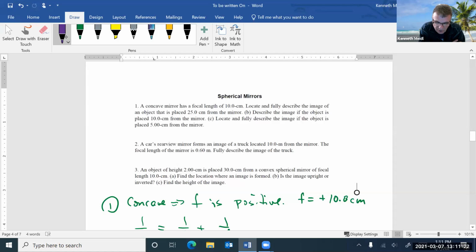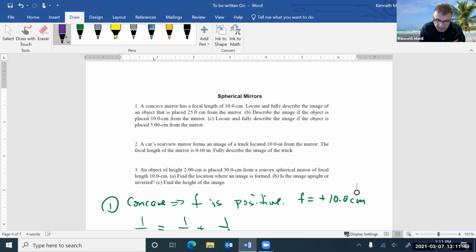There's a part B and there's a part C here. Okay, so part A, the concave mirror has a focal length of 10 centimeters. Locate and fully describe the image if it's 25 centimeters from the mirror, and that's what we just did. There's a part B. Describe the image if it's placed 10 centimeters from the mirror and if it's 5 centimeters from the mirror. So that's pretty close to what we did in those first 3 ray diagrams.